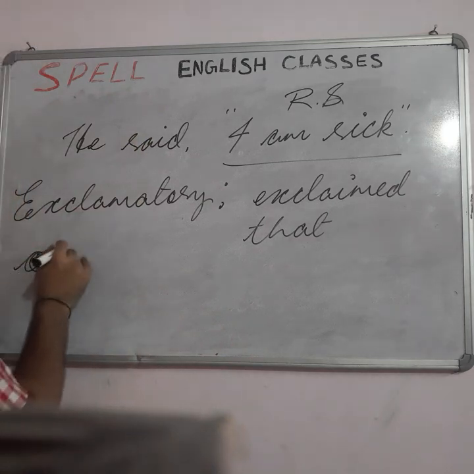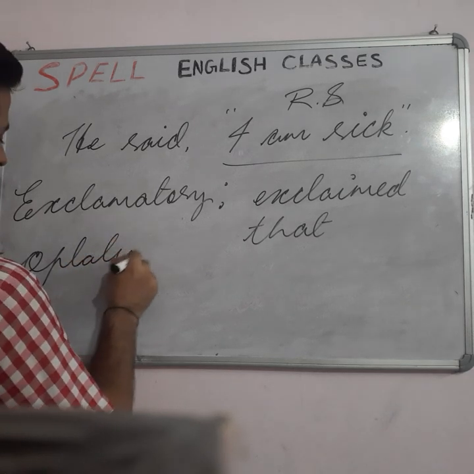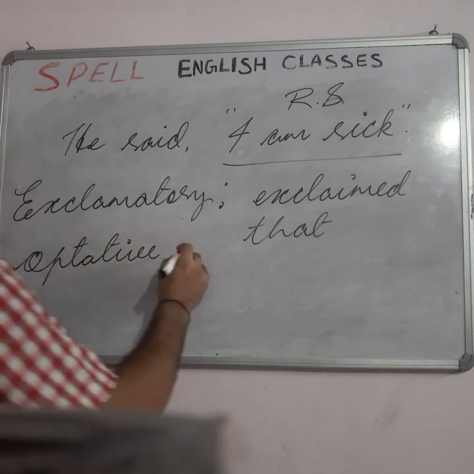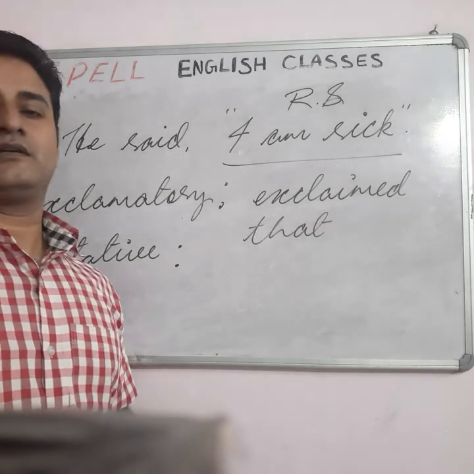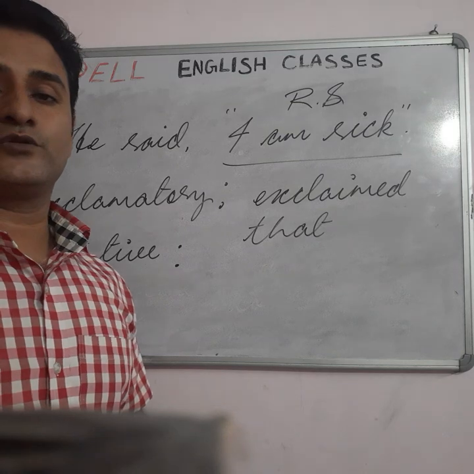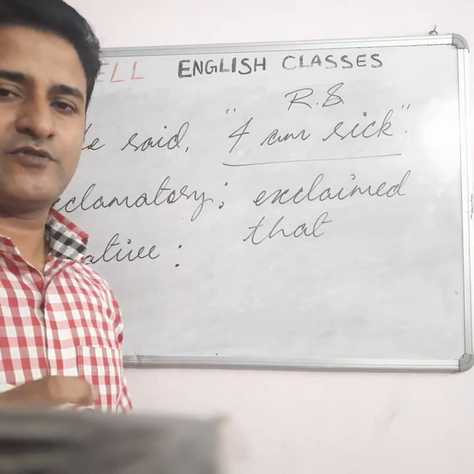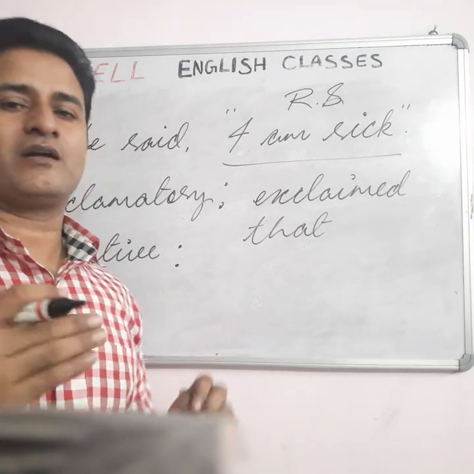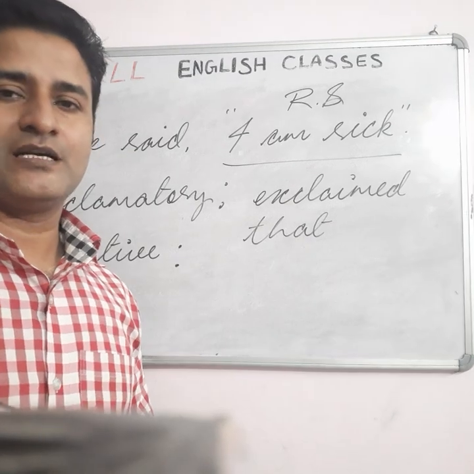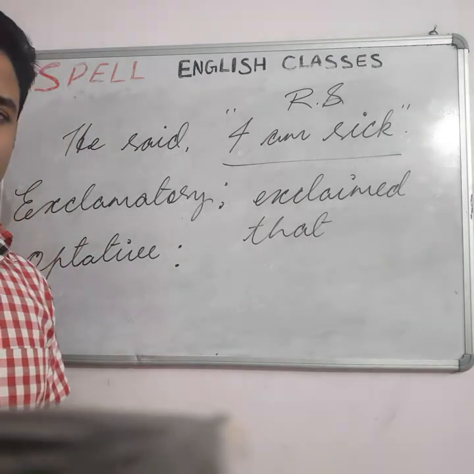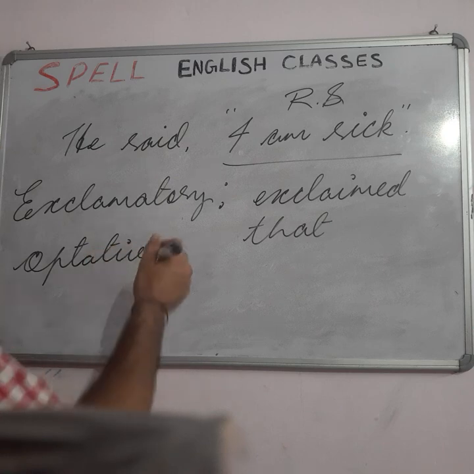Now talking about the last kind of sentence, optative. Optative sentences, as we all know, are specially meant to show some kind of wish. They are meant for giving blessings or curses. So when we bless somebody, we say, God bless you. So it is a kind of blessing. That forms a good example of an optative sentence.